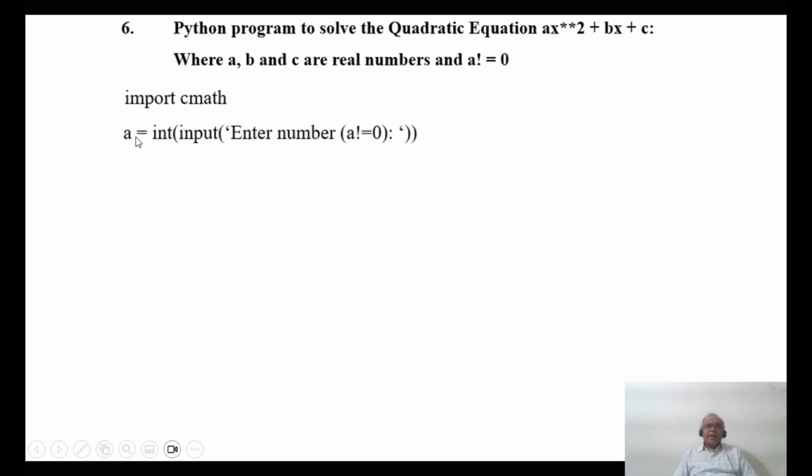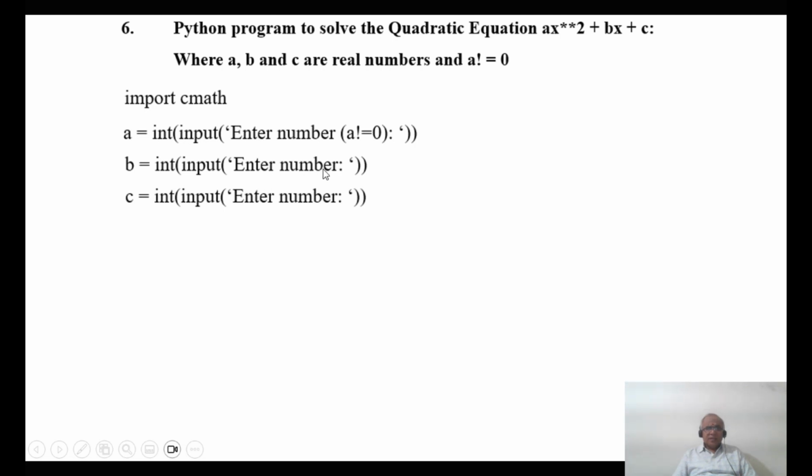So I will give an int input, enter a number such that a should not be equal to 0. So we are going to type here itself. Okay. Then b = int(input), enter a number. c = int(input), enter a number.